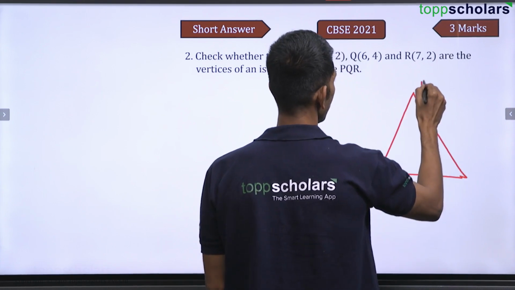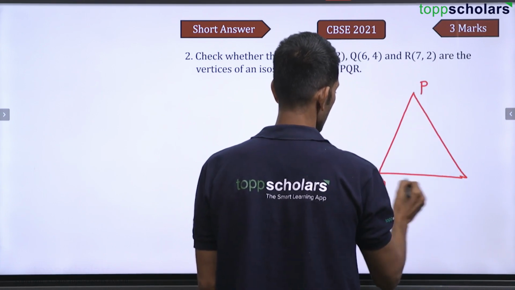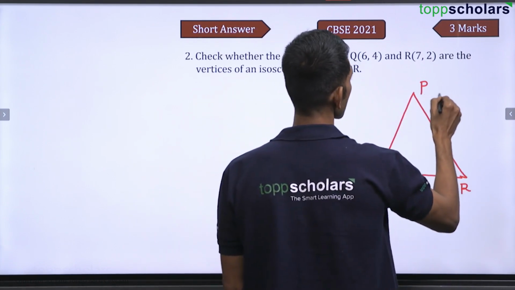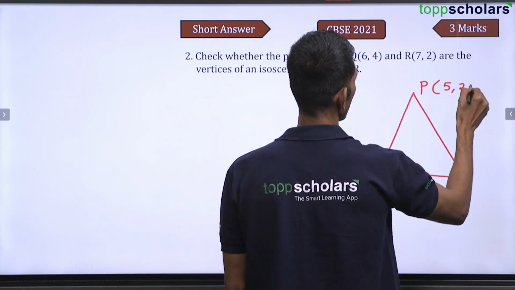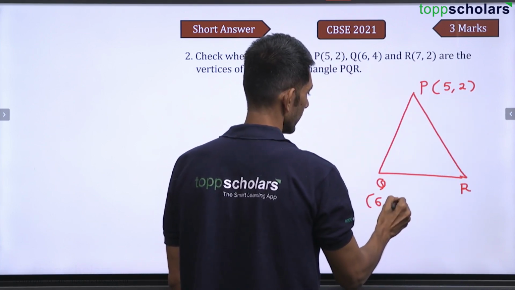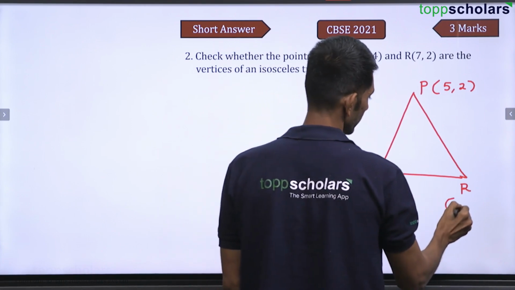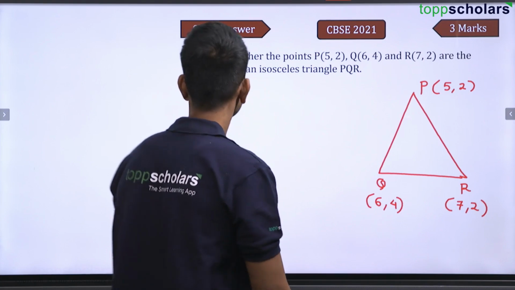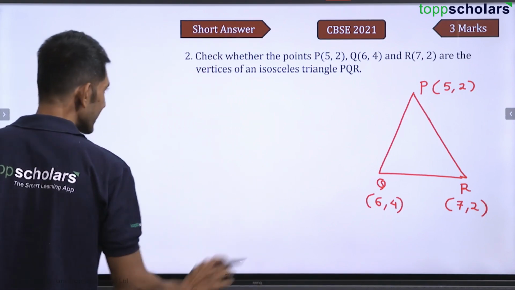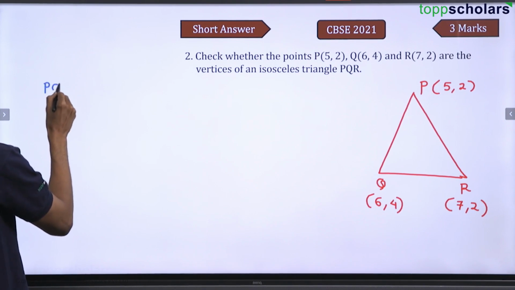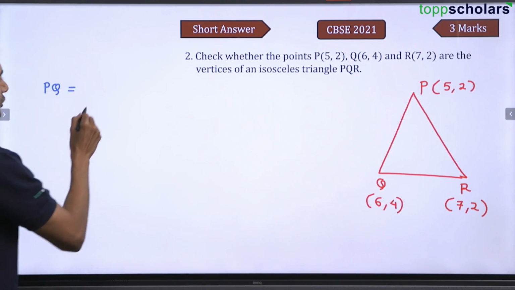So this is P, this is Q, this is R. P is (5,2), Q is (6,4), R is (7,2). Correct? We are supposed to check whether these are the vertices of an isosceles triangle or not. Firstly, we'll find out distance PQ. Let's find out distance PQ.